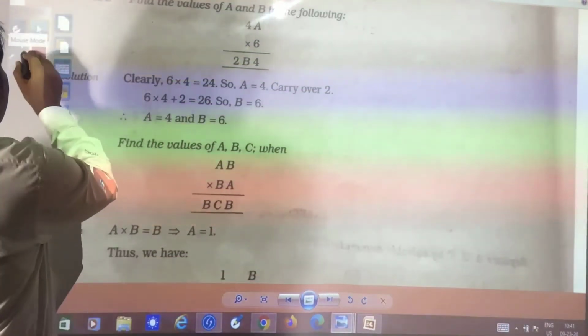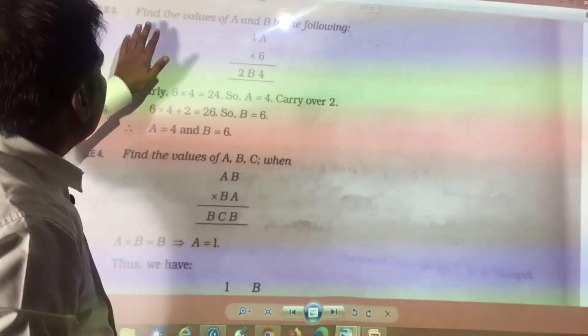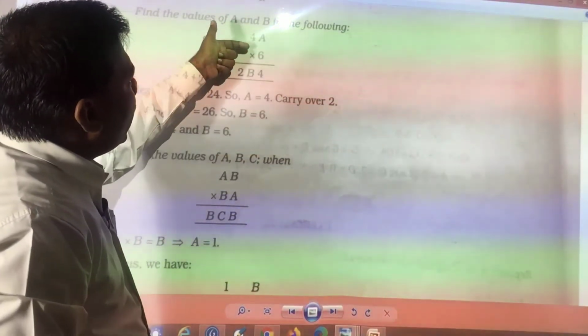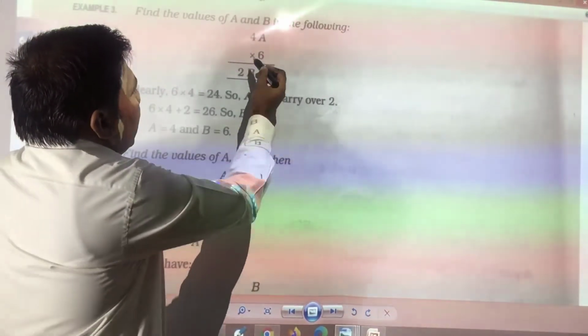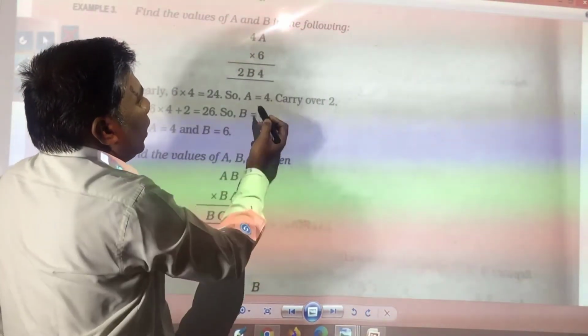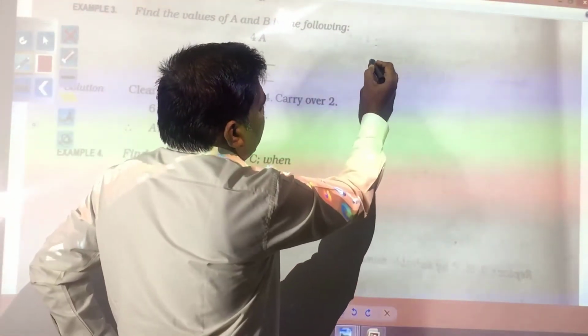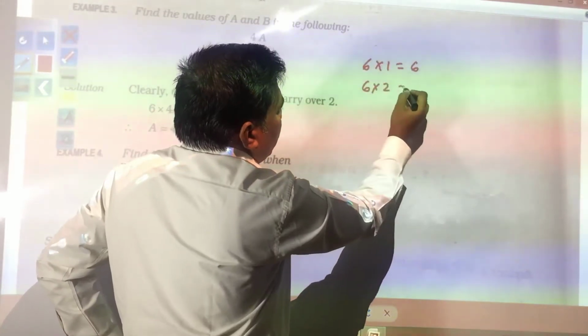Next you see, addition and subtraction you saw how it is to be done. Now, you see, find the values of A and B in the following. 4A into 6. So, just you multiply. If you are multiplying 6 into A, so that you will get 4. So, how you will get, you see, 6 into 1 will be 6, 6 into 2 is equal to 12.